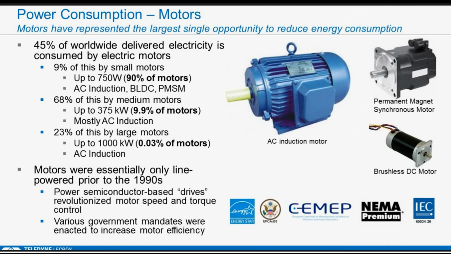Likewise with motors. Nearly half of worldwide delivered electricity is consumed by motors. Large motors make up 90% of that consumption. So if we look at the unit volume, it really follows the 10-90 rule. 10% of the motors, medium and very large, are only 10% of unit number, but use almost 90% of the electricity. And then the unit volume is 90%, but they only use roughly 10% of the electricity. And most of these were line powered right off the line up until the, let's say, the 1990s.